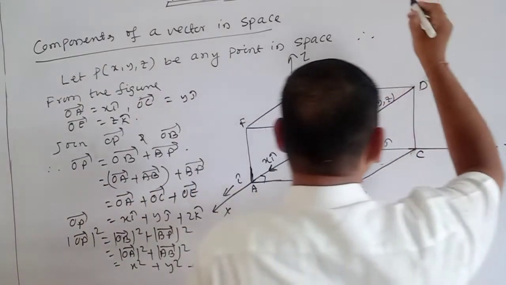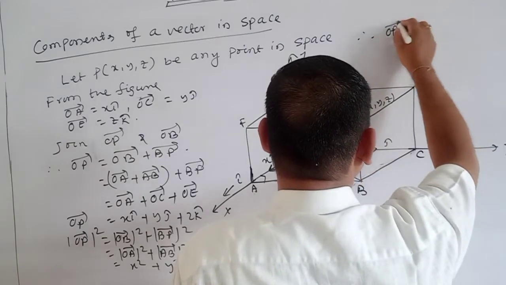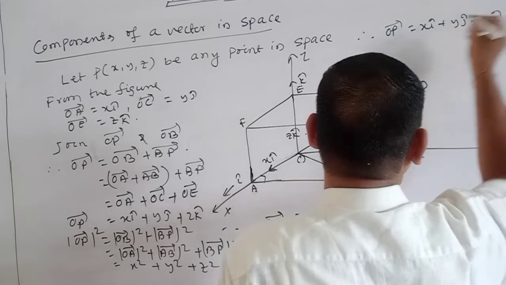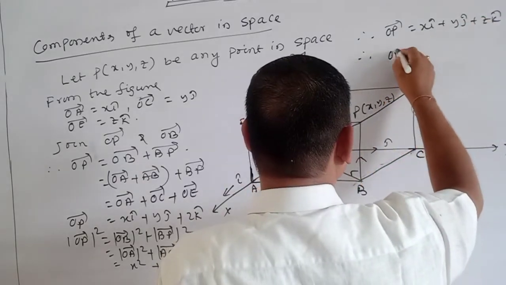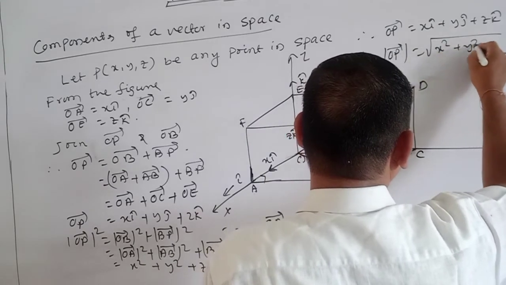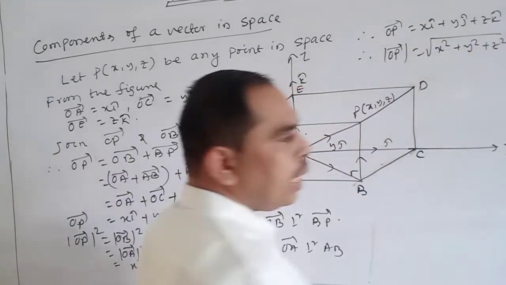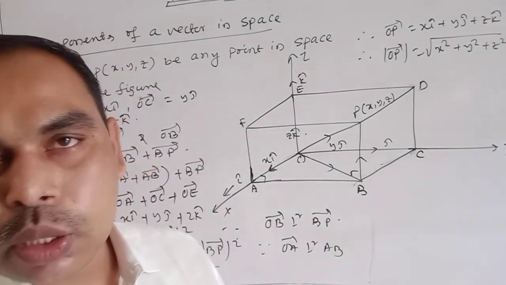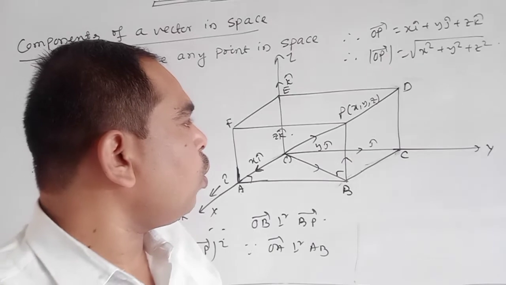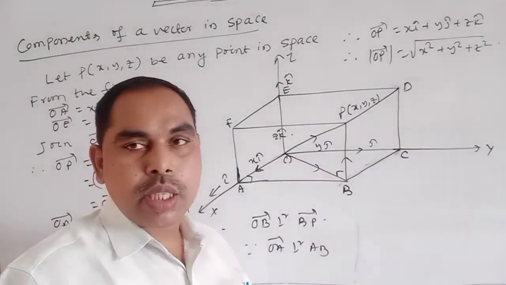Therefore OP vector is equal to x i cap plus y j cap plus z k cap. Therefore mode of OP is equal to positive square root of x square plus y square plus z square. This is mode of OP.